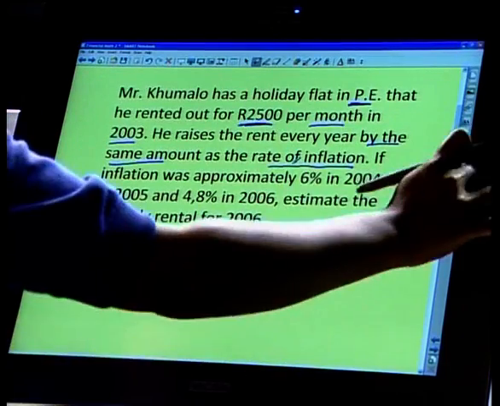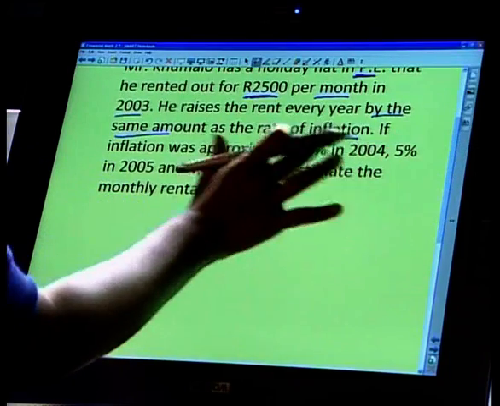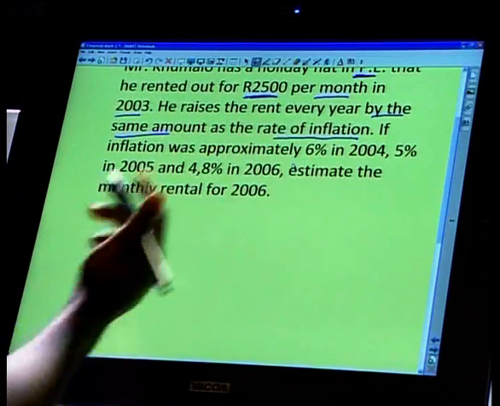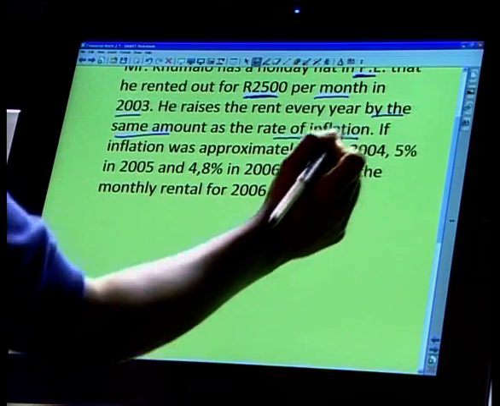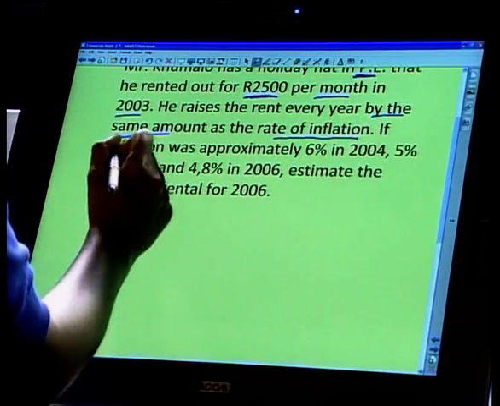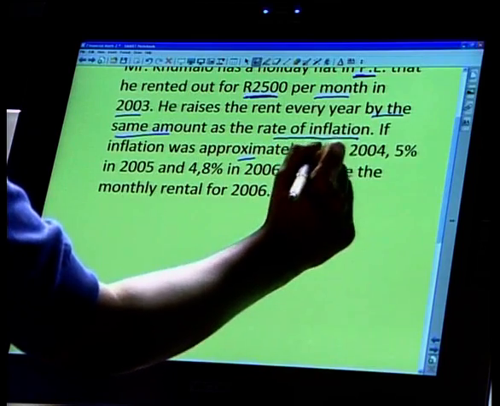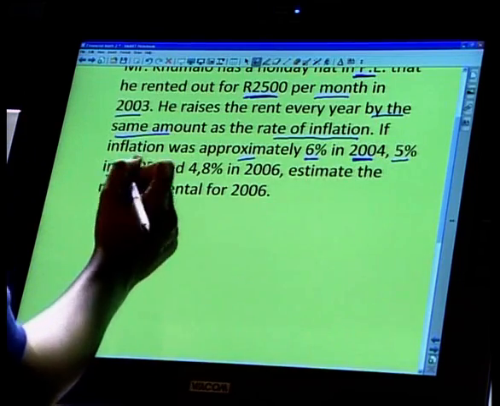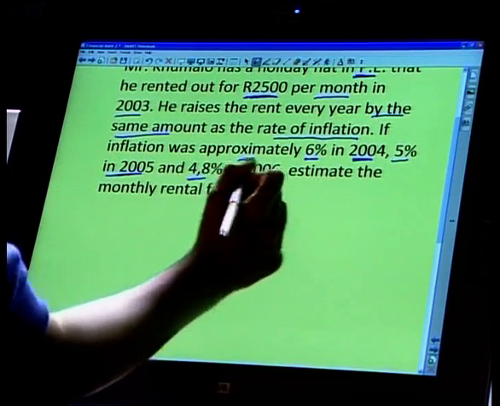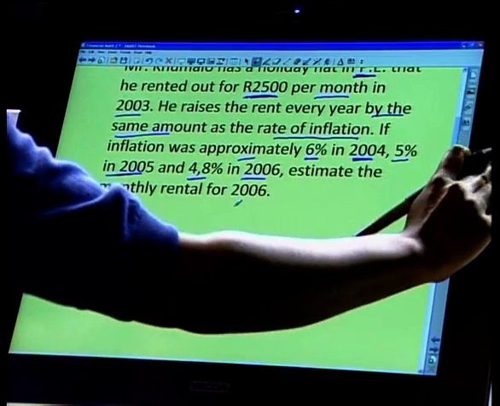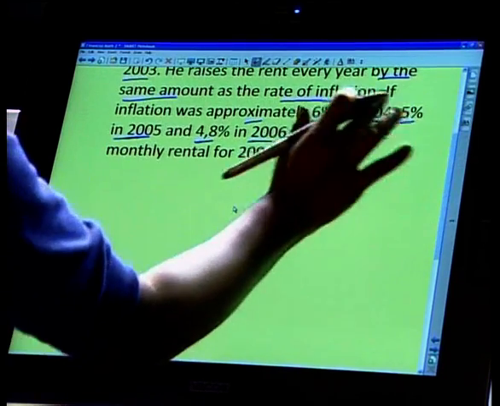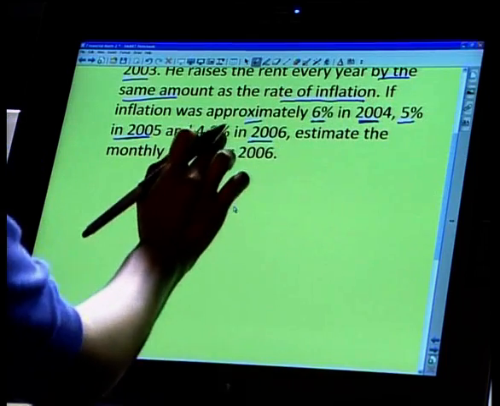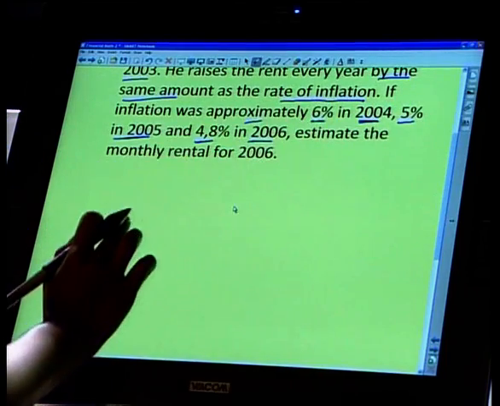So he's doing exactly what is normally expected. We raise the rent by the same amount as the rate of inflation. They then tell us that the inflation was approximately 6% in 2004, 5% in 2005, and then 4.8% in 2006. So these are averages for each of the years. This is what on average the inflation rates were in those 3 years.